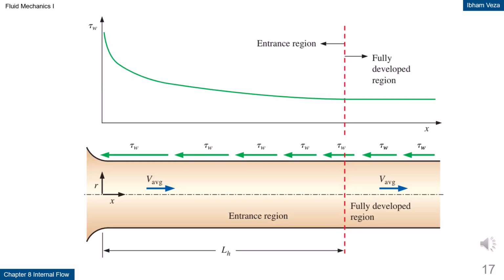Entrance length and wall shear stress. The wall shear stress is high near the pipe entrance because the velocity profile is still developing. Along the entrance region, its value decreases until it reaches a constant level. This change is directly related to the evolution of the velocity profile shape. After passing the entrance length, the flow enters the fully developed region. In this region, both the wall shear stress and velocity profile no longer change with position.